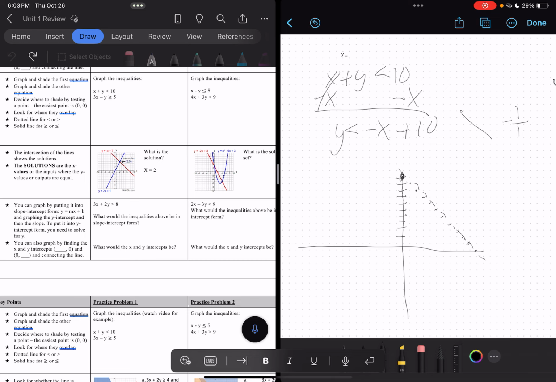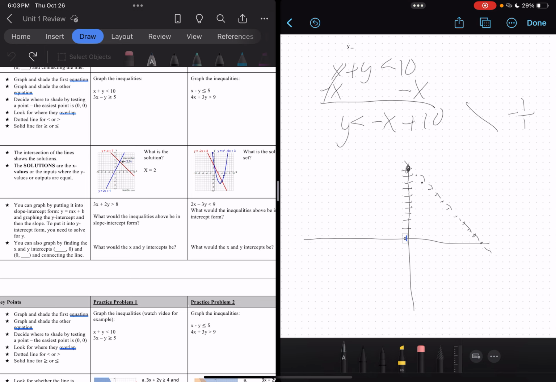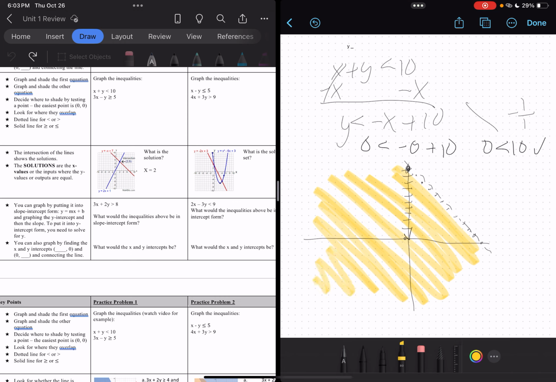Then I'm going to look at what side I need to shade. I'm going to test a point on either side of the line. I see that it's less than, so my instinct tells me to test a point on this side of the line. I'm going to test 0, 0, because again, that's probably our easiest point to test. If I plug in, 0 is less than negative 0 plus 10, that's 0 is less than 10, which is true. So this point works, which means that this side of the line works, and so I'm going to shade this side. If it didn't work, I would test a point on the other side and shade the other side.